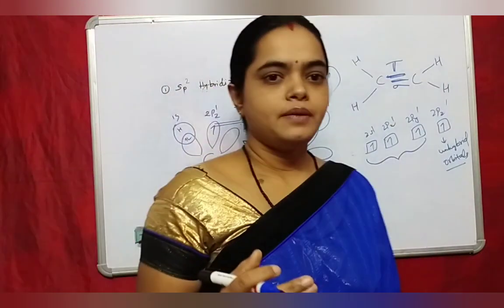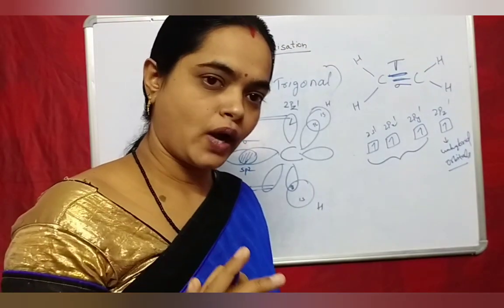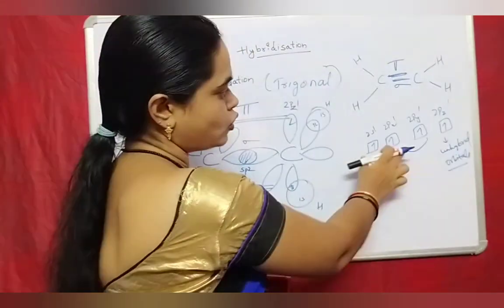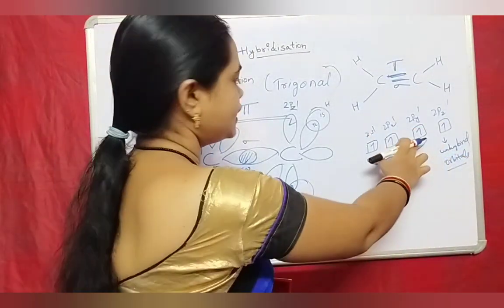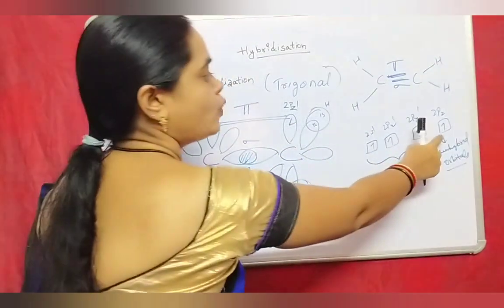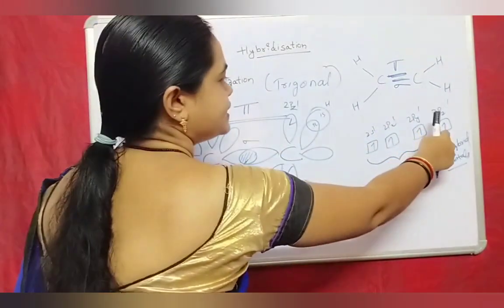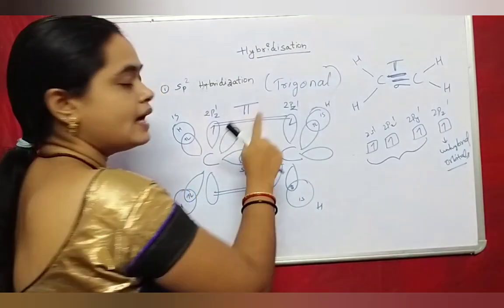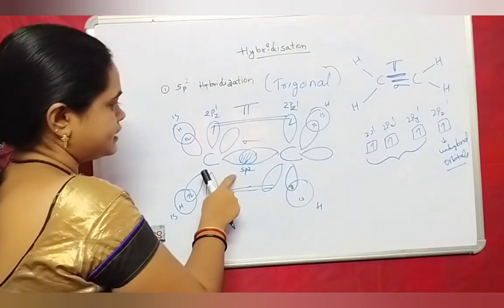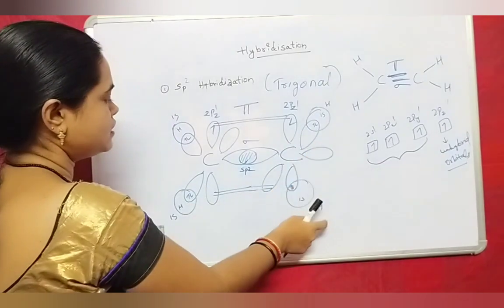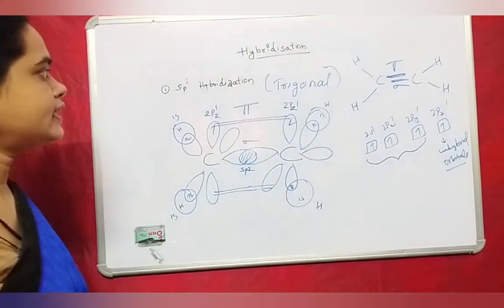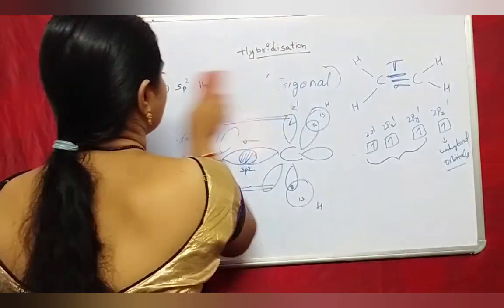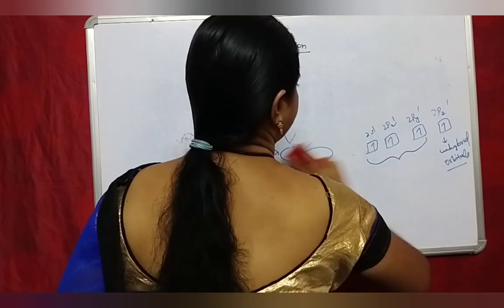I hope you clear the concept. In carbon sp2 hybridization, the 1 s orbital and 2px combine with hydrogens, while the 2py overlap, and the 2pz orbitals of the 2 carbons form the upper bond, that is the pi bond, the second bond. Okay, this is the sigma bond, this is the pi bond. That is sp2 hybridization. Next, sp hybridization, also known as linear hybridization.